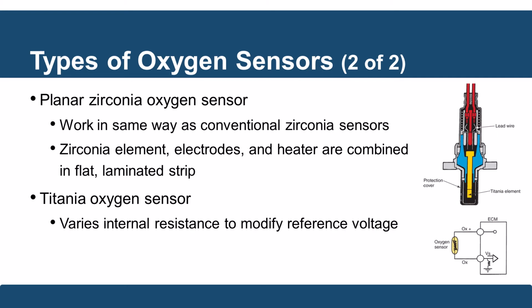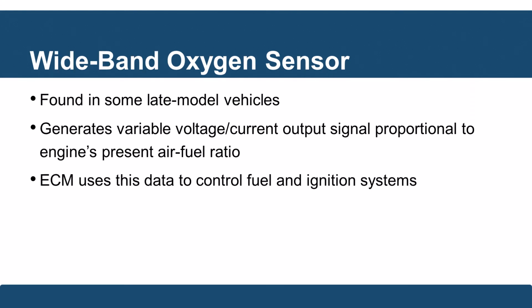There's also a planar zirconia oxygen sensor, which works very much in the way of the conventional zirconia sensors. This has a zirconia element, electrodes, and a heater combined into a flat laminate strip internally. There's also what they call a titania oxygen sensor, and that varies internal resistance to modify the reference voltage. These are not as common and are only used by one manufacturer.